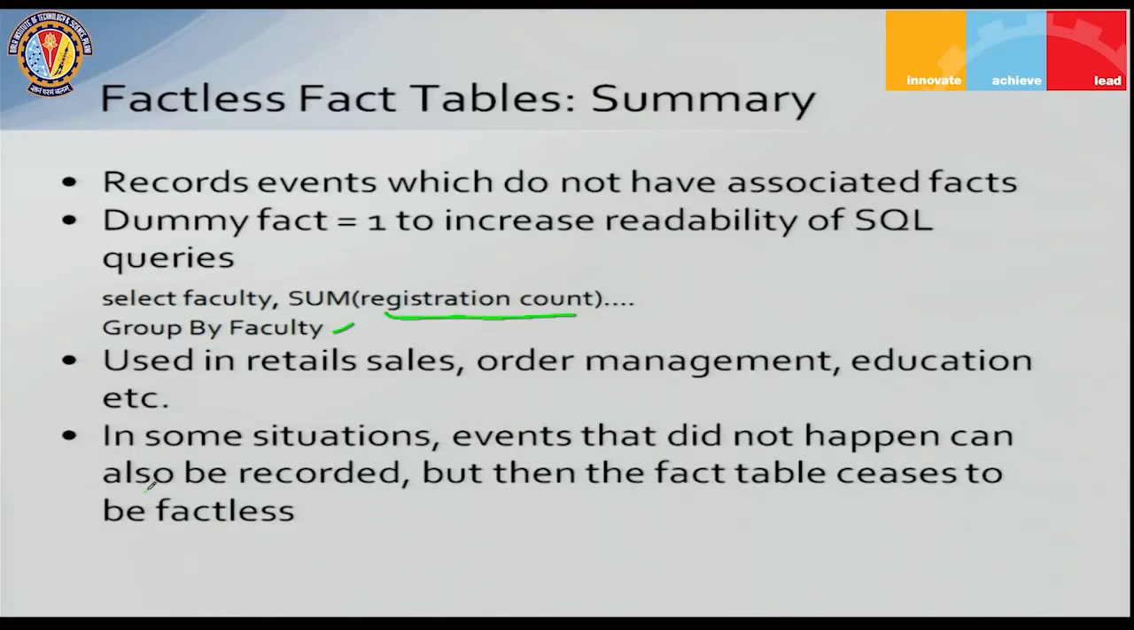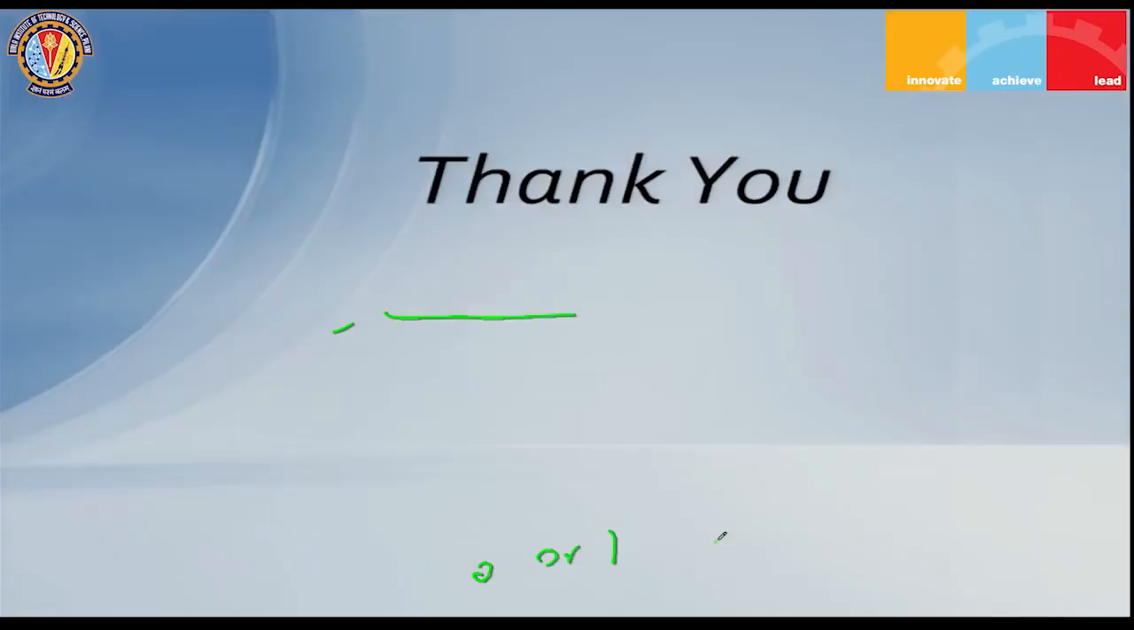In some situations, an event that did not happen can also be recorded, but then the fact table ceases to be factless, because if I am storing either 0 or 1 or some set of discrete values, then it ceases to be a factless fact table. So with this, I come to the end of this lecture on factless fact tables. Thank you.